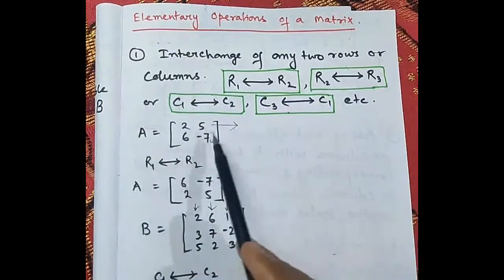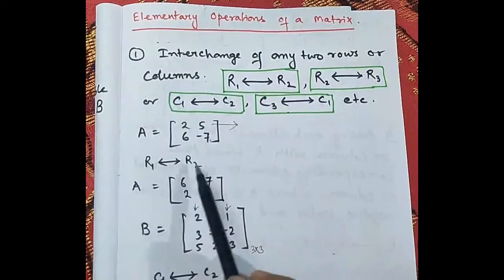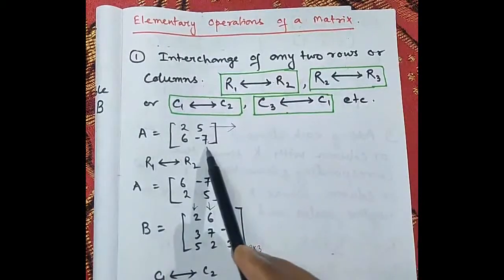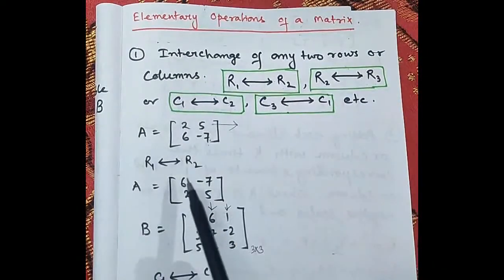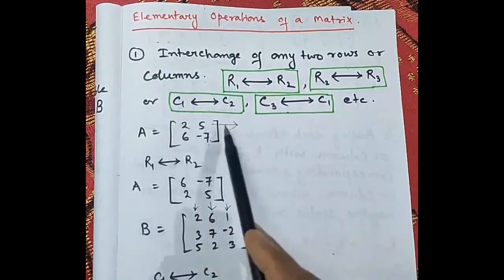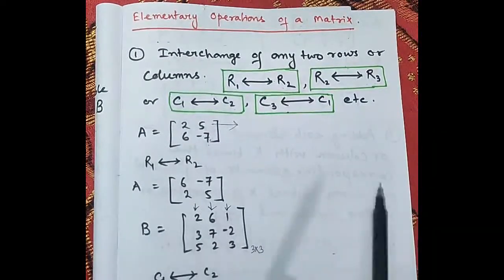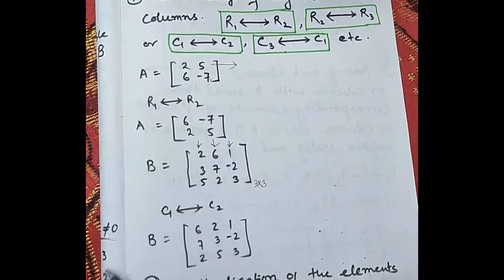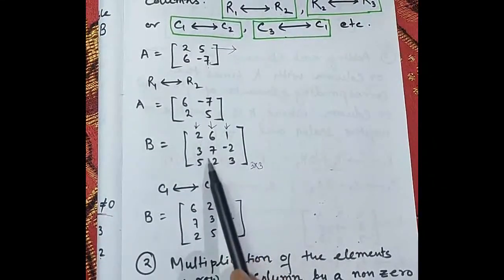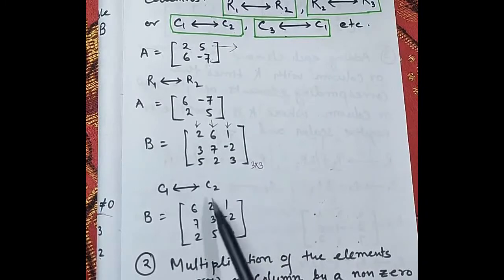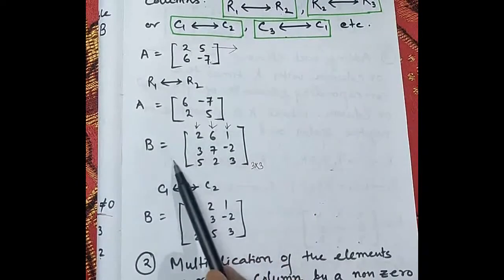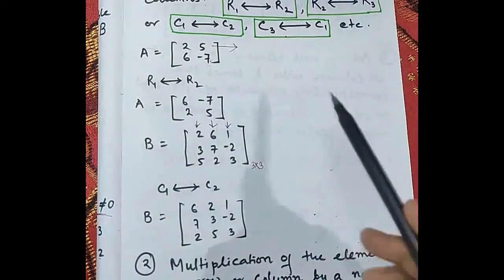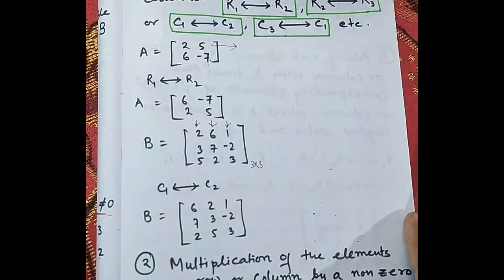Suppose this is a matrix A, and if we are performing R1 <-> R2, what will happen? The first row will become the second row, and the second row will come to the first. So 6, minus 7, 2, 5 is in the first row, and it is coming in the second place. Next, a B matrix is given. If we are performing C1 <-> C2, that means C1, 2 3 5, will come in the place of 6 7 2, and 6 7 2 will come in the place of 2 3 5. So like this we are performing the interchange of row and column. This is operation number 1.